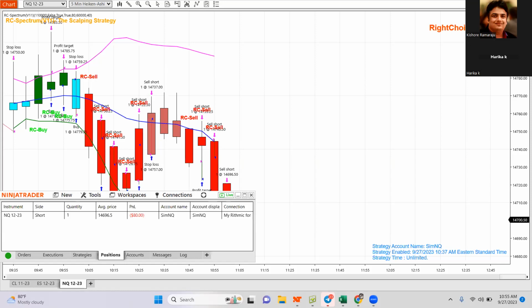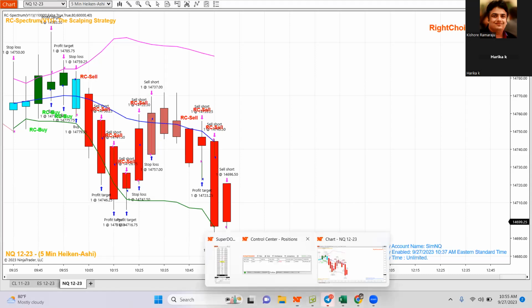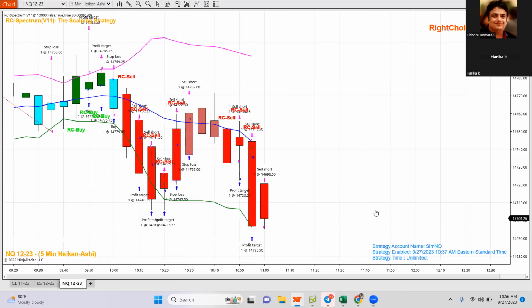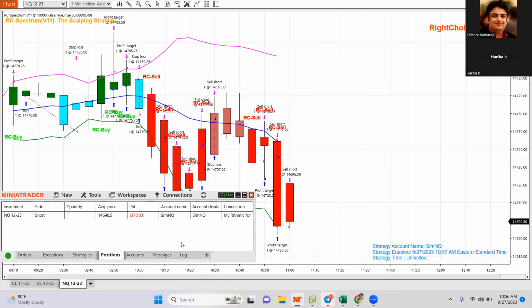So again, you can use them with your personal accounts. You don't need to use Apex if you don't want to. Apex has a lot of rules, like a trailing stop loss and all those things. If you think it is difficult with Apex, then you can just open a NinjaTrader personal account, and then you can use the bots with the personal account.